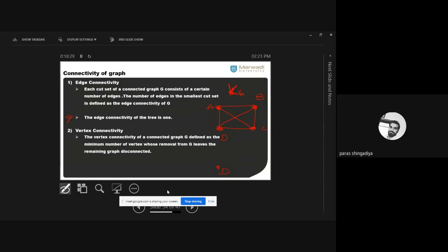That is not a disconnected graph. Clear? Two partitions should be there when we delete a number of vertices. So it is not possible. Your answer for a complete graph will be: not possible.